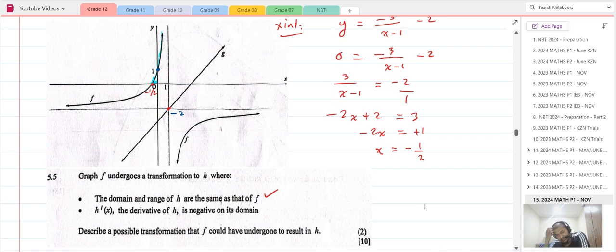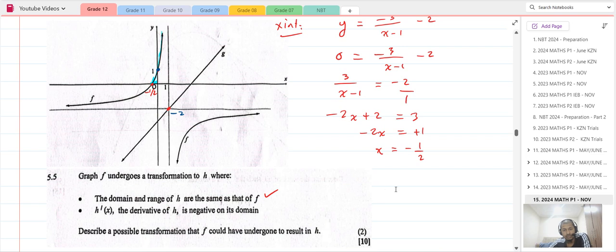H prime x is negative on its domain. At the moment, the graph is all positive. Describe a possible transformation f could have gone through to result in h.